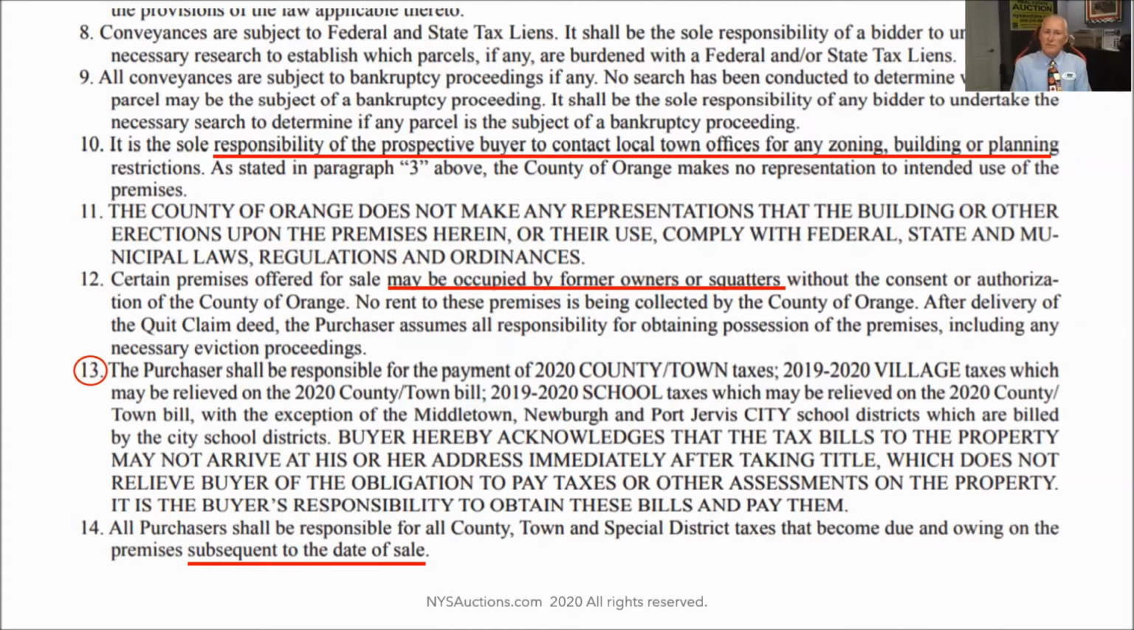Some additional terms in number 10: it is the responsibility of the prospective buyer to contact local offices for any zoning, building, or planning restrictions. Last week we talked about zoning. Zoning, remember, is what can you do with the property? Building code is how can you build on it? What can be built there, in what format and to what degree of safety and size, etc. And then planning restrictions, maybe regarding, could this be a commercial area? Could it be a mixed use area?